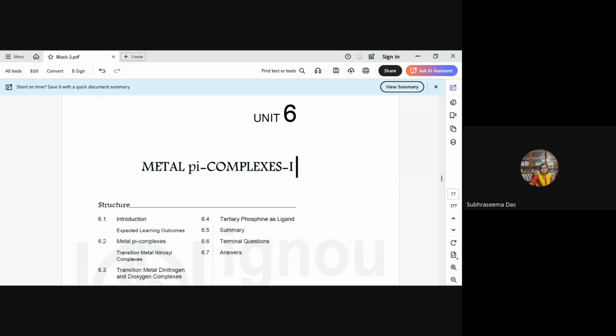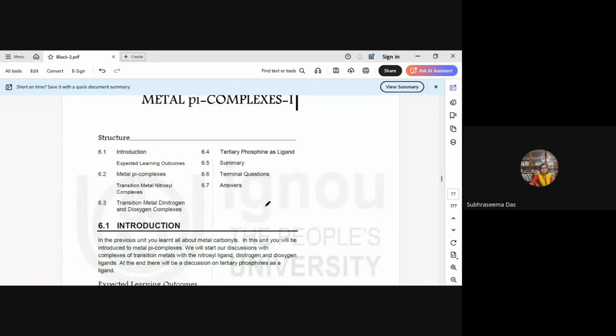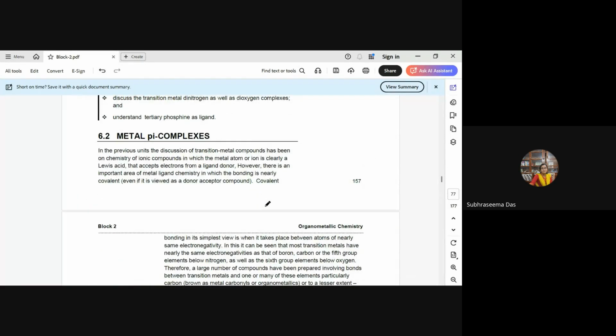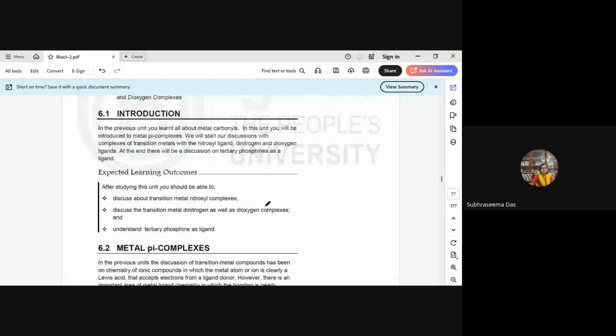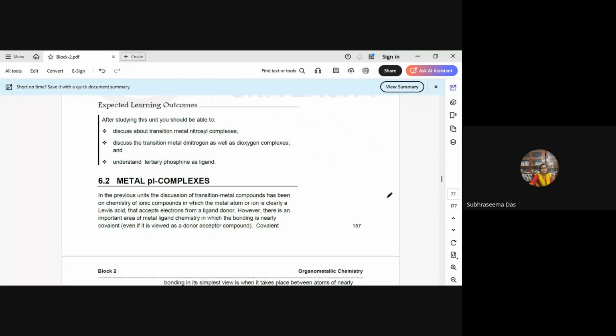So now we'll start with metal pi complexes. In this chapter, we'll learn about the transition metal nitrosyl complexes, the transition metal dinitrogen and dioxygen complexes, and particularly the tertiary phosphine ligand. So what are metal pi complexes?